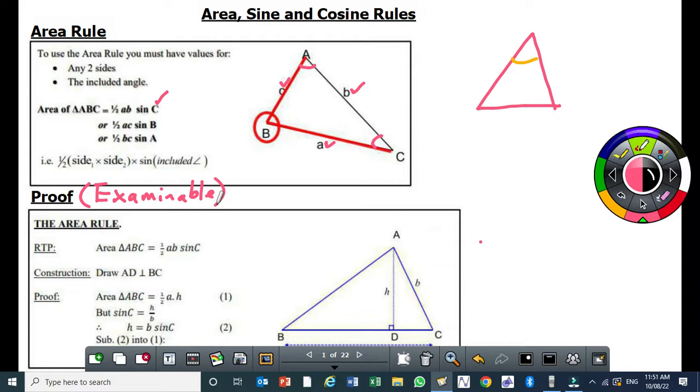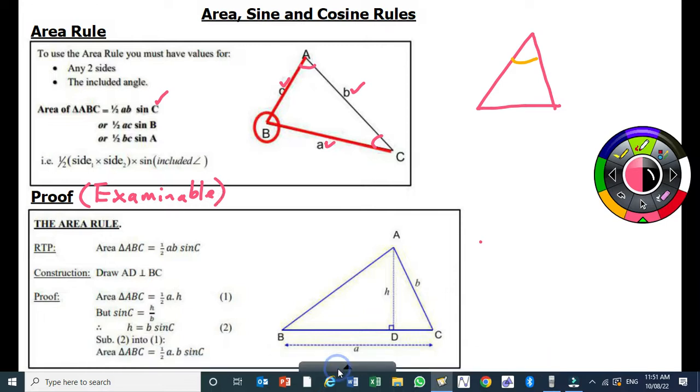So whenever you come to your test or examination, make sure you know your proof of the area rule. One of the three may be tested. Either the area rule, I will talk about the sine rule just now, or you can also get the cosine rule. Right, let's talk about the proof now. With the proof, we combine our knowledge of trigonometric ratios from grade 10 and also the area of a triangle, half base times height.